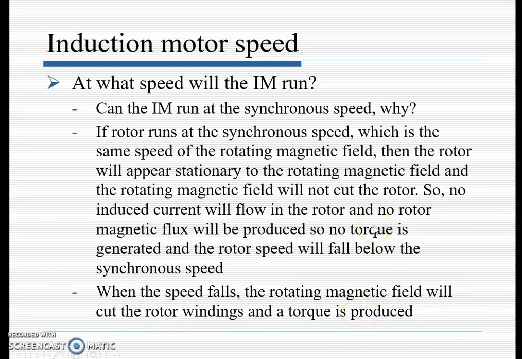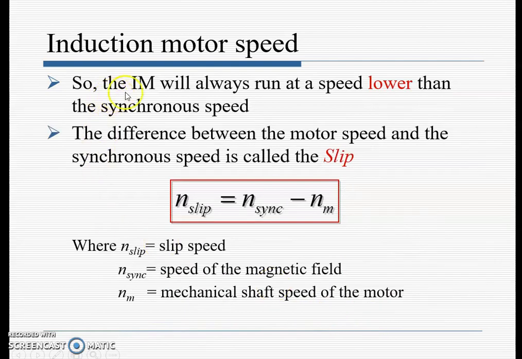So as long as the rotor is at synchronous speed, there is no rotation in the rotor of the induction motor. If there is no rotation, no magnetic flux is there, no torque is there, so the speed goes on decreasing. Once the speed decreases, or a difference in speed exists, the magnetic field cuts the rotor winding and torque is produced. So the induction motor will always run at a speed lower than the synchronous speed.